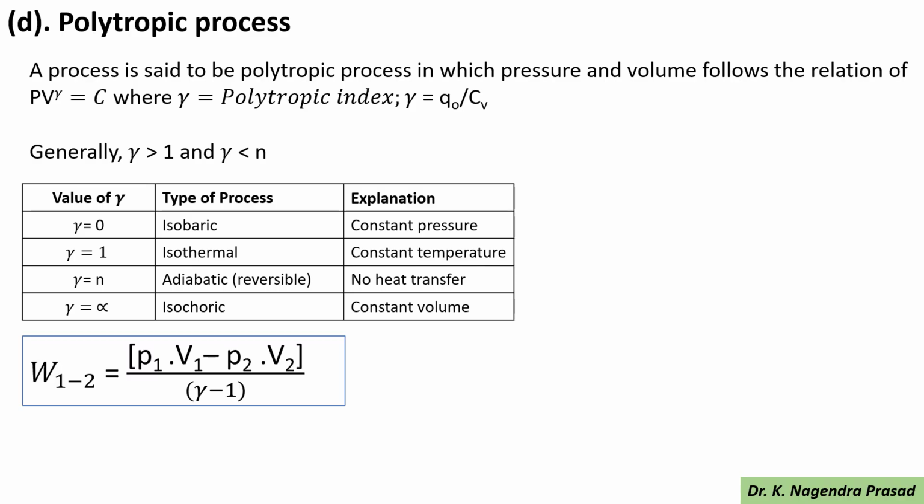Work done in the polytropic process is W12 equals P1 V1 minus P2 V2 divided by gamma minus 1. So this is the work and energy transfer and work done for the various processes.